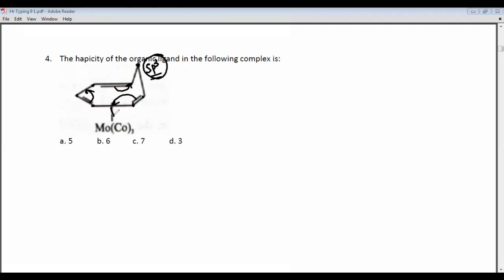So what is hapticity? That is the number of carbon atoms which are in pi interaction with the central metal. So actually there are only 6 carbon atoms which are in pi interaction with the metal. This one is actually out of the plane. This is an sp3 carbon. So actually 6 will be the answer, not 7. Clear?